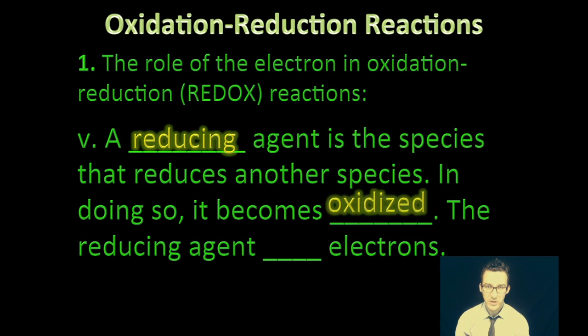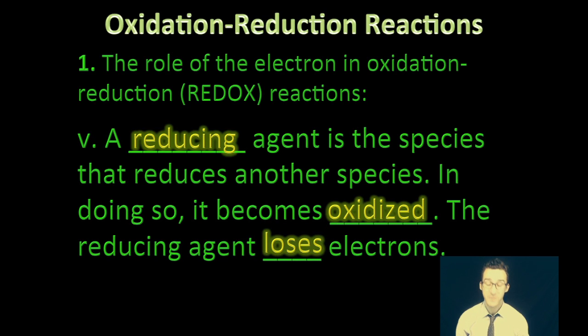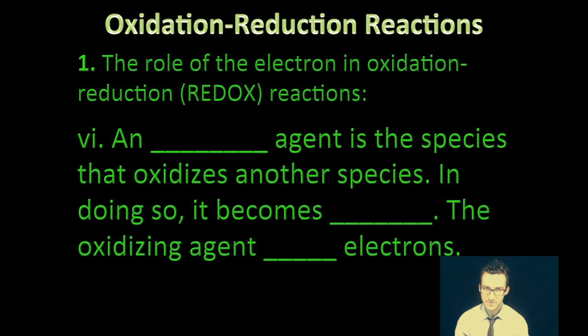Okay, now a couple of quick terms here to really confuse you. Reducing agent is the thing that reduces something else. So if it is reducing something else, it itself is becoming oxidized. The reducing agent loses electrons. So again, reducing agent is itself being oxidized.